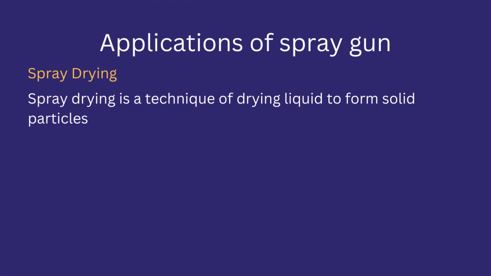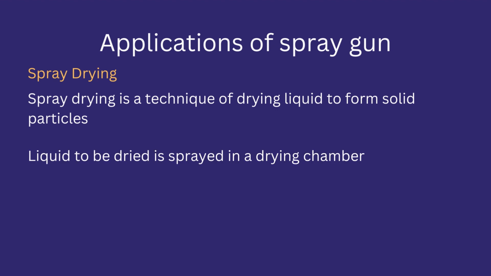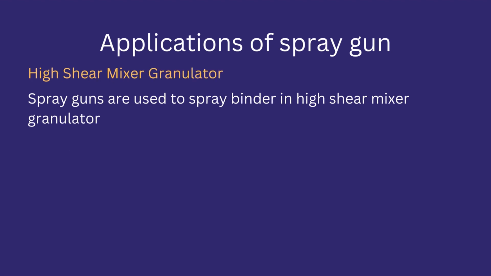Spray drying. Spray drying is equipment that is used to convert liquid form to solid particles by drying the liquid components. A spray gun is used to spray the liquid to be dried. The spray gun sprays the liquid in a drying chamber, which dries it through the effect of heat.